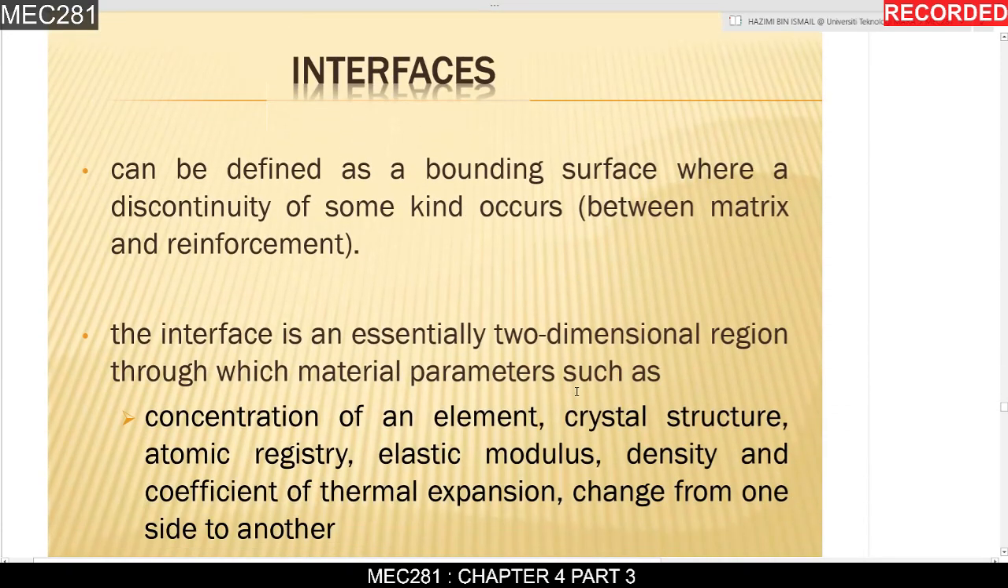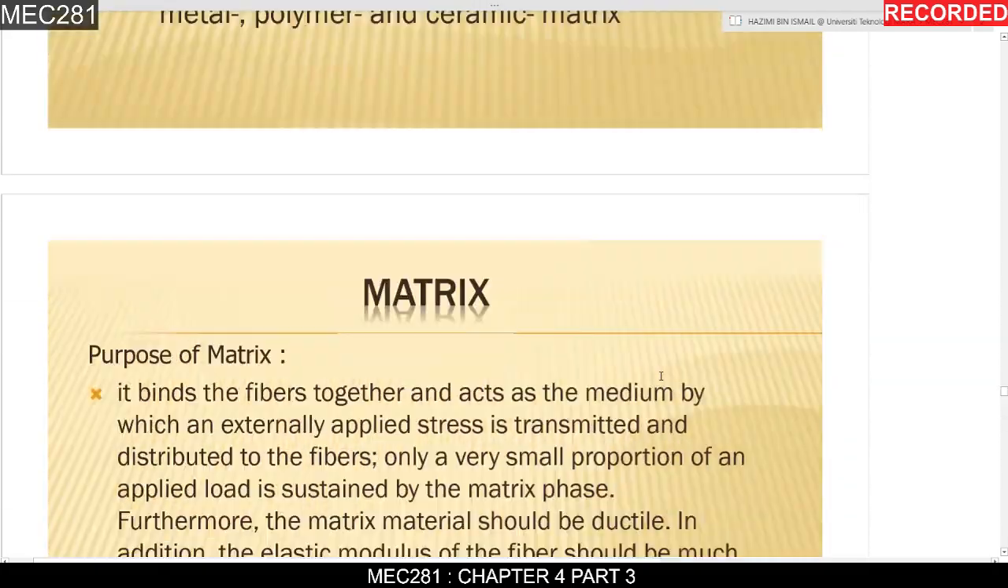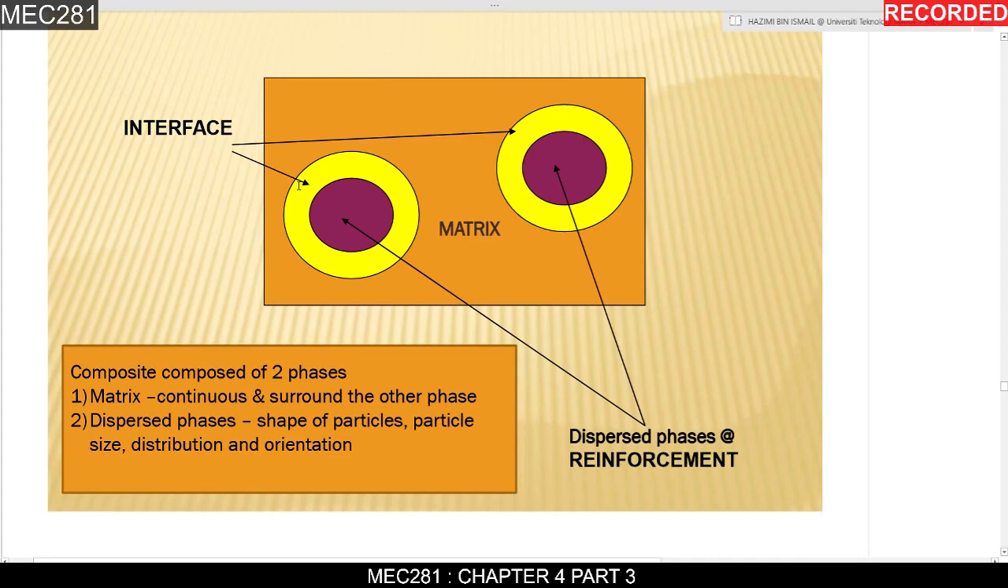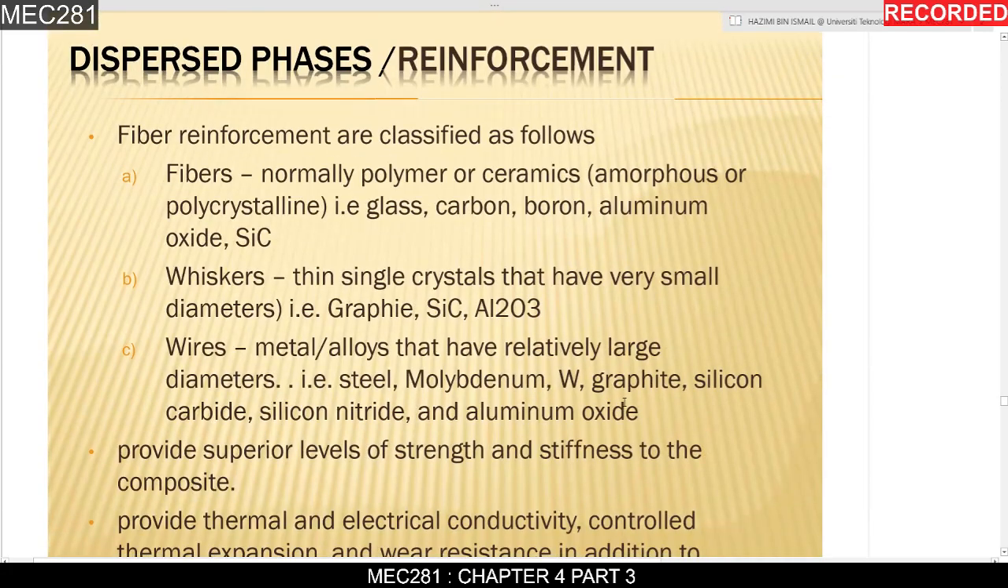Okay, apa pula interface ni? Okay, interface tadi kita tengok balik kat sini. Okay, interface yang warna kuning kan, matrix yang tolong pegang ni, rumah dia, matrix sebagai rumah. So yang ni dispersed reinforcement, yang kuning ni, ini adalah interface. Apa interface? So kita tengok apa benda interface yang dia cerita kat sini.